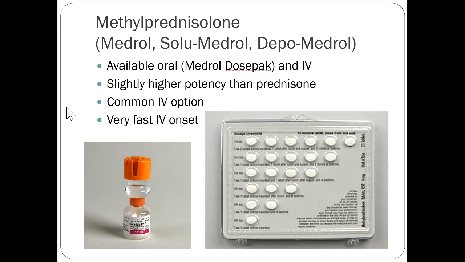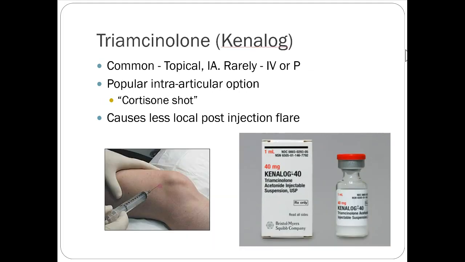It also comes as a product called Depomedrol, which I don't have on here, which is an intra-articular product. It's an oil-based product that would be injected into a joint space, used for inflammation in a specific joint. That's very similar to how we use Triamcinolone, or Kenalog. Triamcinolone is probably the most common intra-articular product.